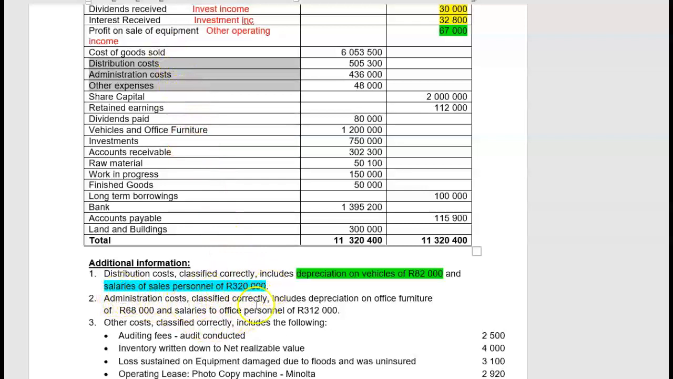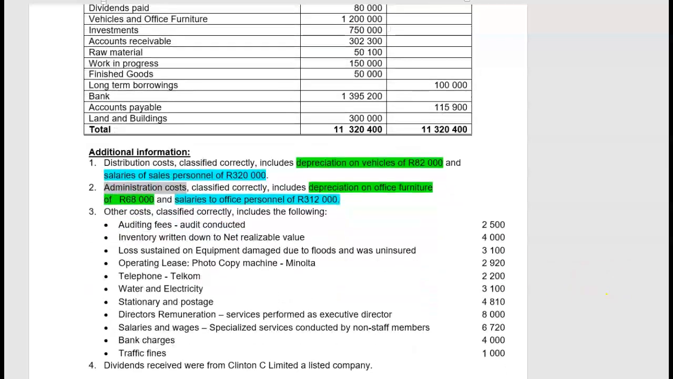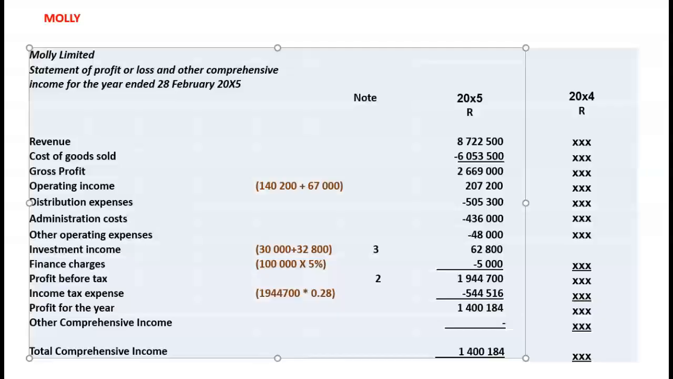Then number 2 is all about admin costs, and that includes depreciation on office furniture of 68,000 Rand and salaries to the office personnel of 312,000 Rand. So total employees' remuneration is now going to be 320 plus 312, but spread over 2 line items. One is going to lie in distribution costs and one is going to lie in administration costs. And then we have other costs, so let's just deal with the depreciation and the employees' remuneration. So let's do the profit before tax note.